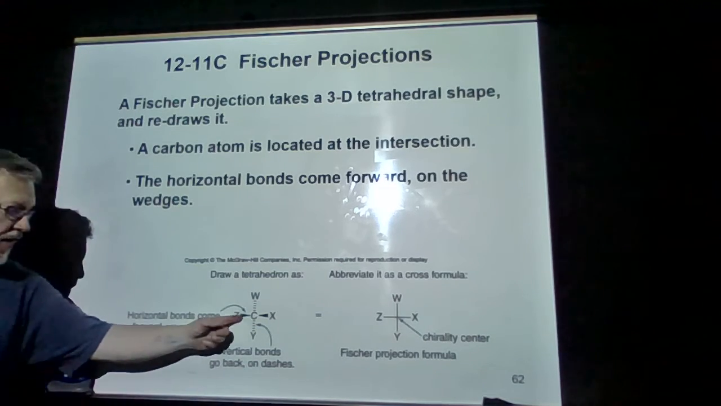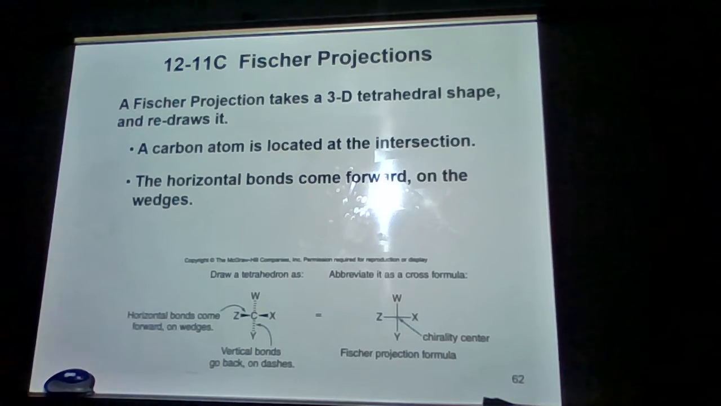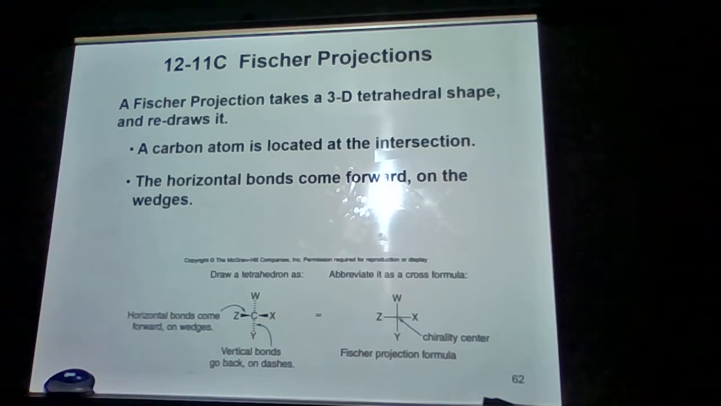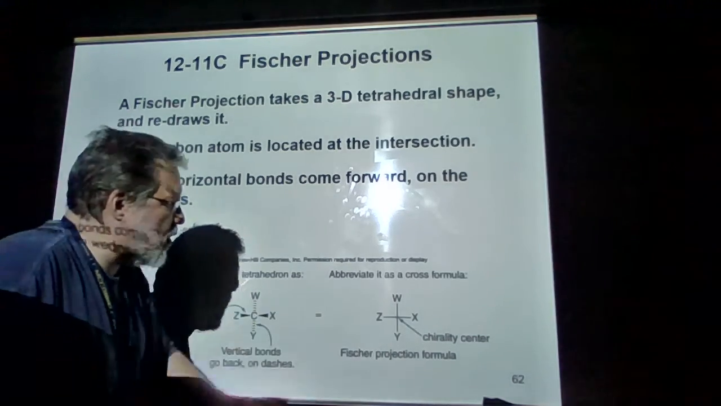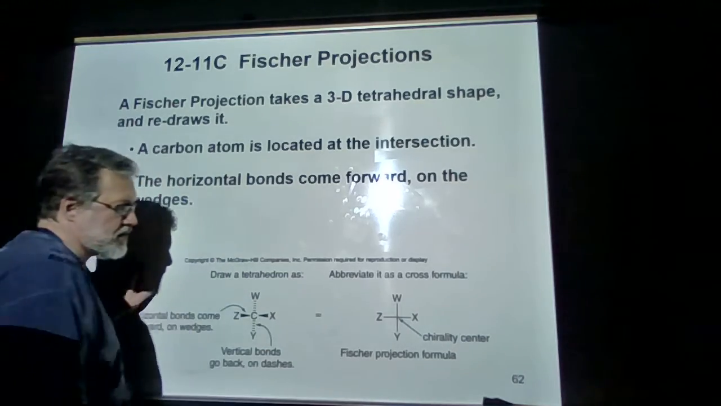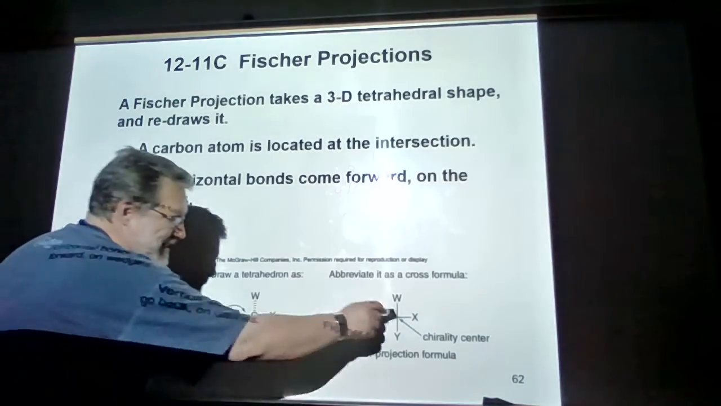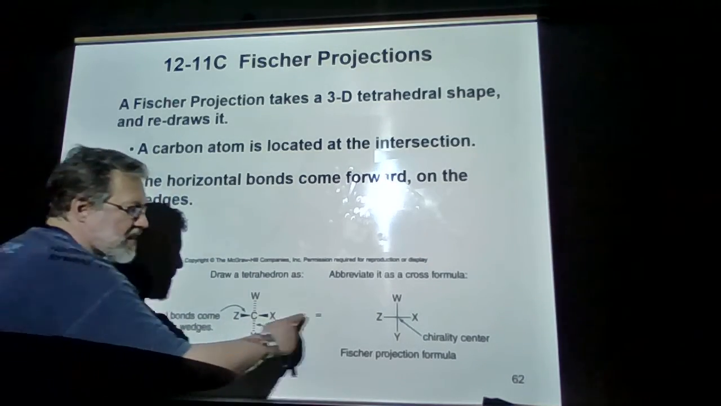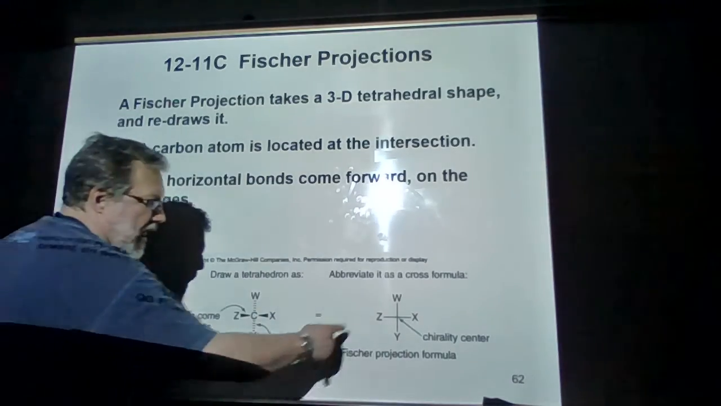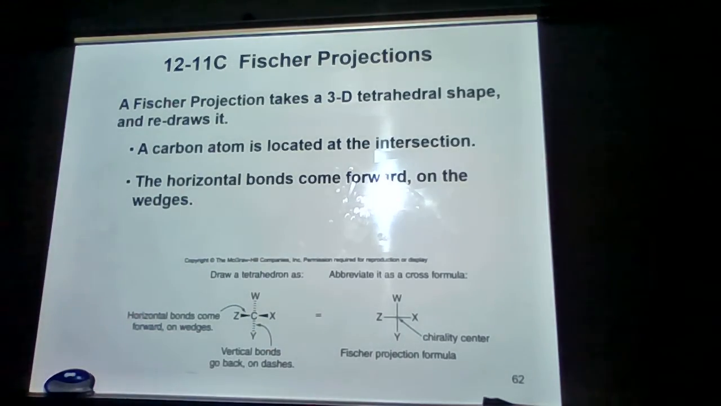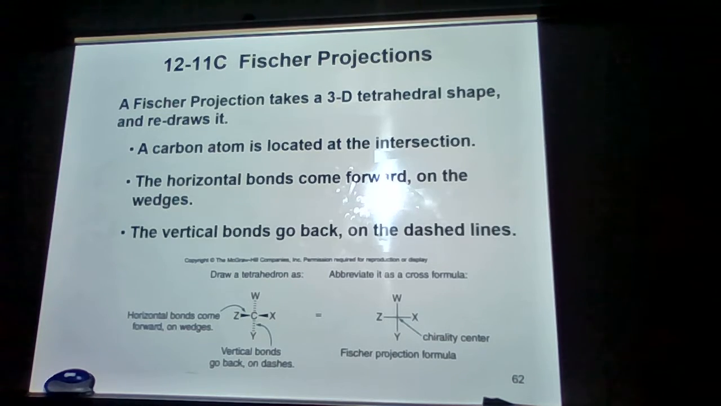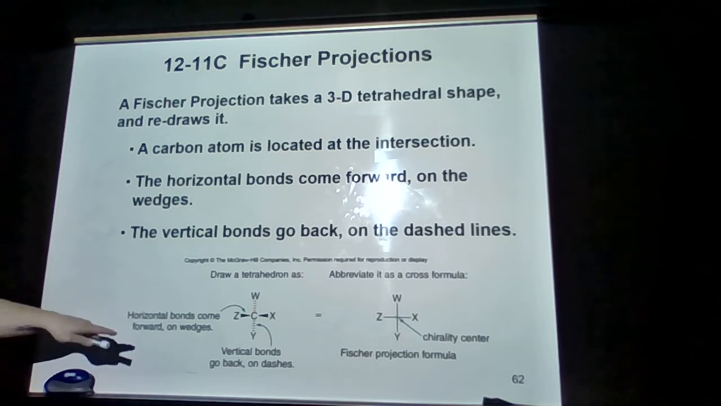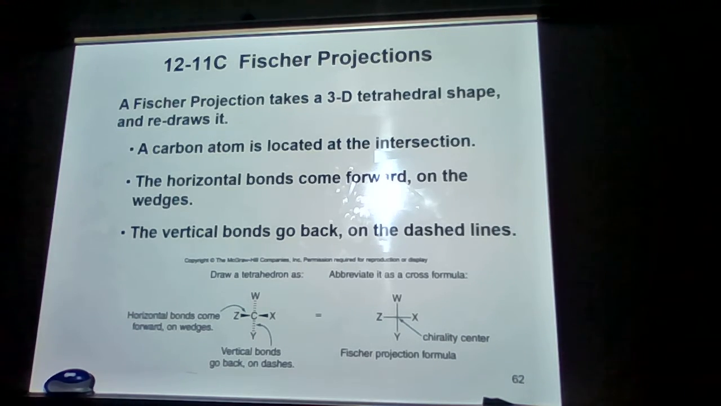So these horizontal bars with this wedged line come forward into the room. These vertical dashed lines go back out into the hallway. We can equate these things such that Z and X are left and right. W and Y are top and bottom. So the horizontal bonds, Z and X, come forward into the room. The vertical lines, W and Y, go back behind the board.